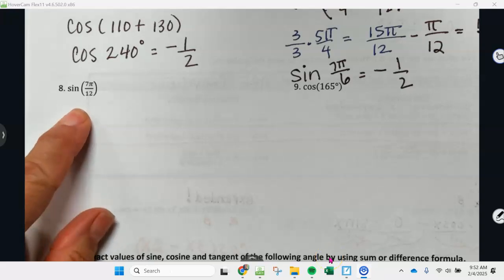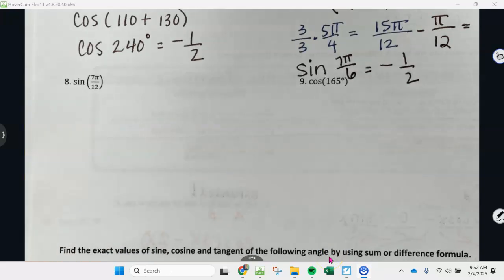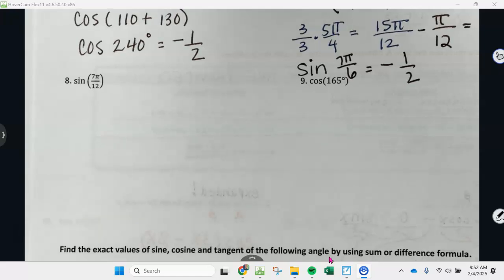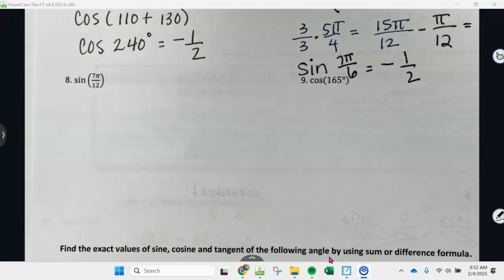For 7 pi over 12. 7 pi over 12 is not what you had to memorize on the unit circle, but it is on the unit circle because it's between 0 pi and 2 pi. So if you look up here, right, actually I'll go over here. We have to figure out pieces of the unit circle that are going to add to make 7 pi over 12. So this is 7 pi over 12.